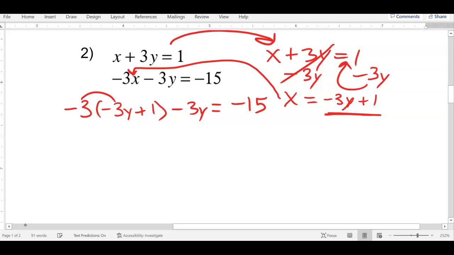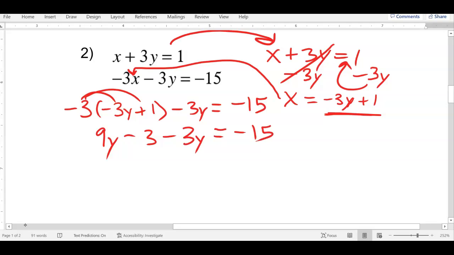So a negative times a negative will give you a positive. What? 9y. Okay, so -3 times -3y is... and what's -3 times +1? -3. And then I bring down -3y equals -15. All right, that's a lot.